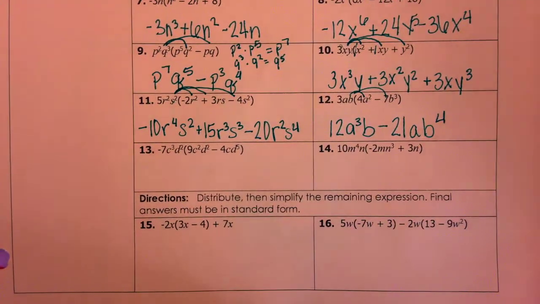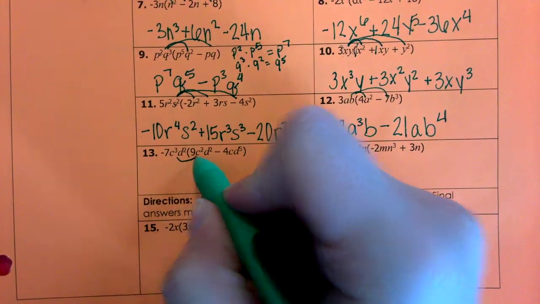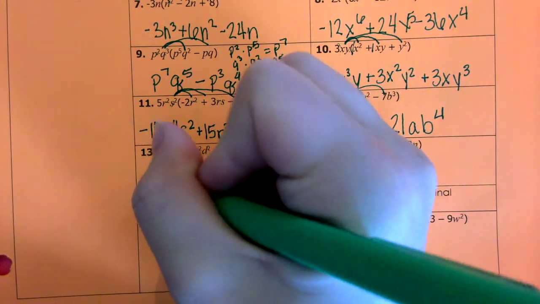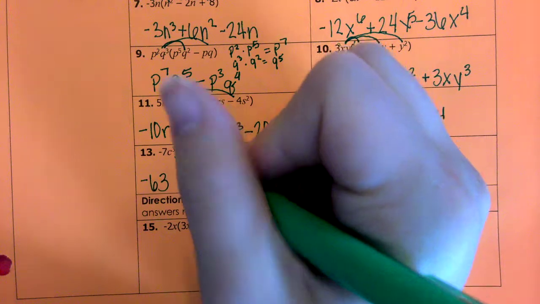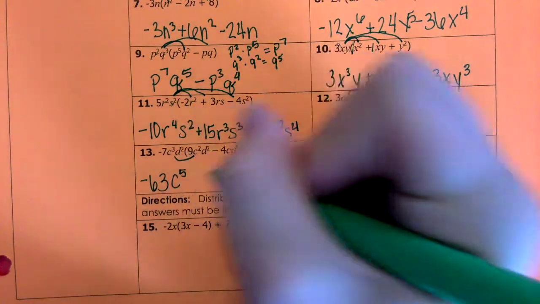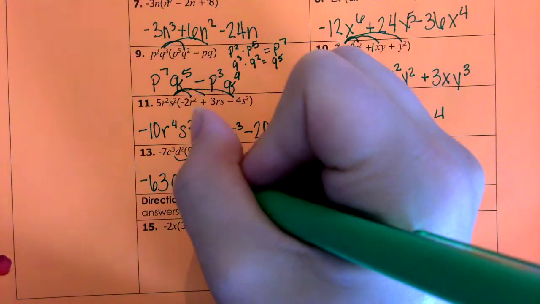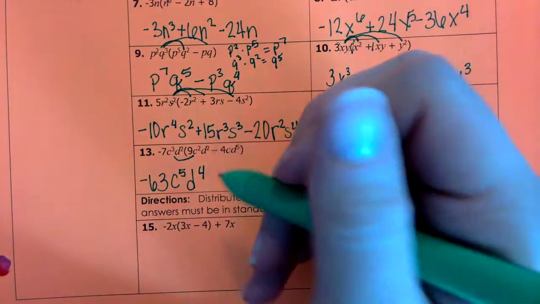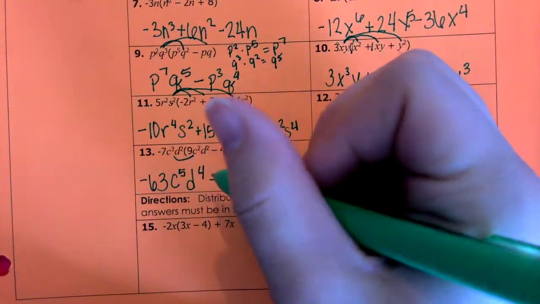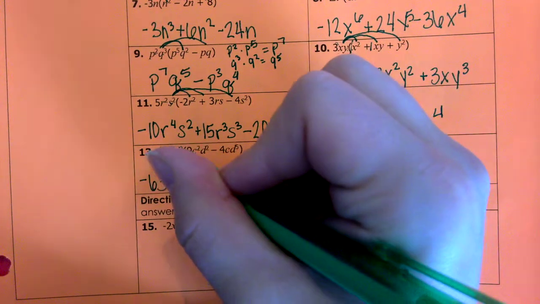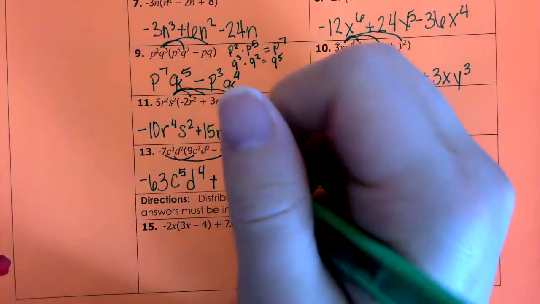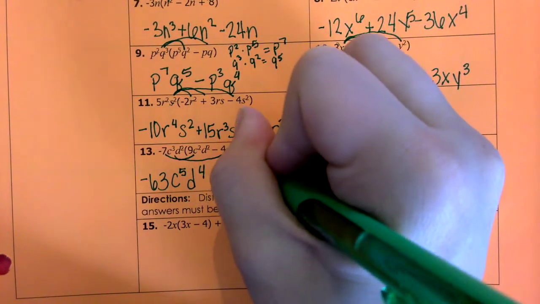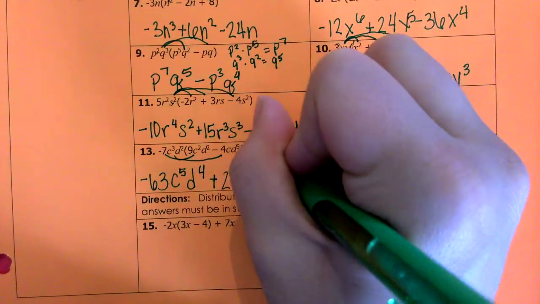Okay, we have a lot going on number 13 here. So on number 13, you should have gotten -7 times 9 to get -63. C cubed times c squared gets me c to the 5th. D squared times d squared gets me d to the 4th. Okay, and then I'm going to subtract, or possibly actually add now, because -7 times -4 gets me a positive 28. And then I'm going to get c to the 4th. And then d to the 7th.